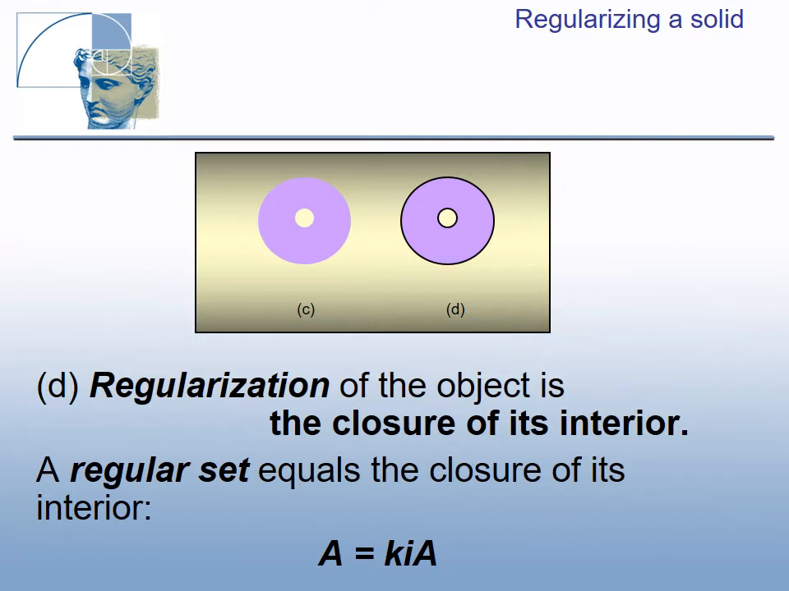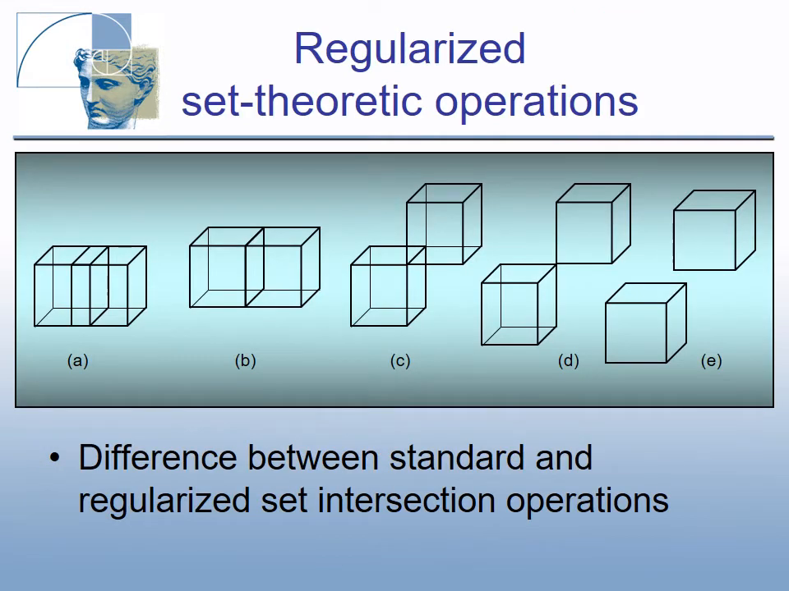In practice, it means that all dangling and disconnected lower dimensional components are eliminated and the boundary is completely included in the object. Regularized set operations mean that first, standard set operations are applied and the regularization is applied to the result.